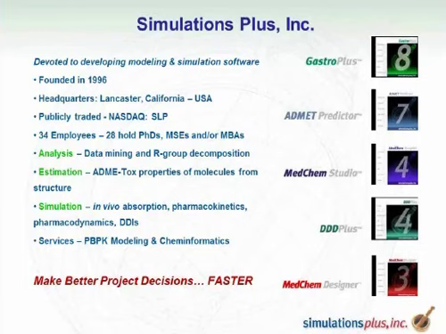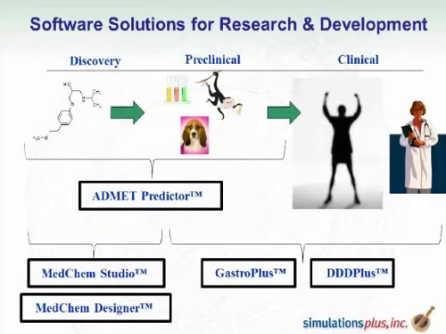So as you can see, our software provides value to the various stages of the R&D program. In the preclinical stage, MedChem Studio and MedChem Designer provide value in the lead identification and lead optimization stages. ADMET Predictor is used by a number of scientists in the entire drug discovery phase, such as DMPK scientists, toxicologists, computational chemists, medicinal chemists, etc. GastroPlus and DDDPlus offer value in the later stages of the drug development stage.